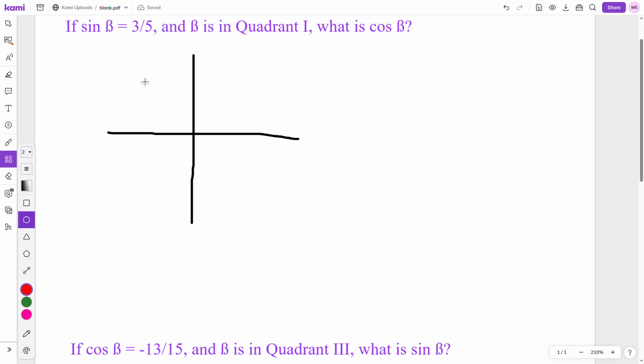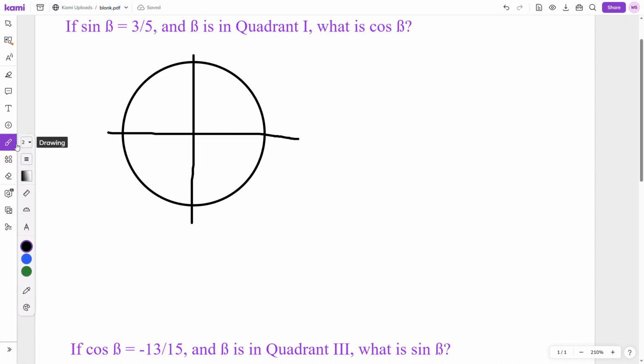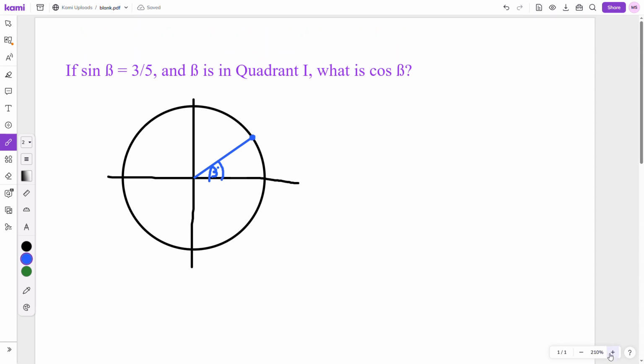Well, I don't know where beta is exactly, but it's somewhere in quadrant 1. So I'll just pick out a spot. It appears to be somewhere in here, so I'll just put a dot right here. And the line that goes from the origin to that dot forms some angle. I don't know what that angle is, but we're going to call it beta. That's the angle right there.